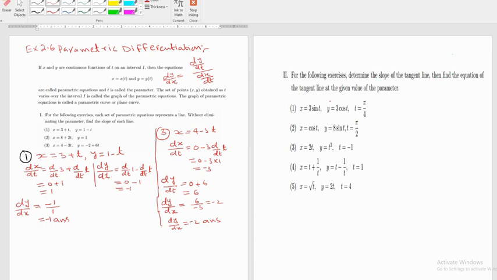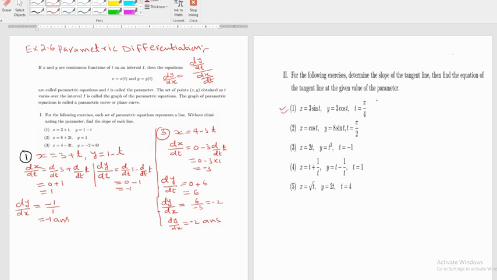Second part, for the following exercise, determine the slope of the tangent line and then find the equation of the tangent line at the given value of the parameter. That means here t is given. So for the equation of the tangent line, I'm going to pick question number one.